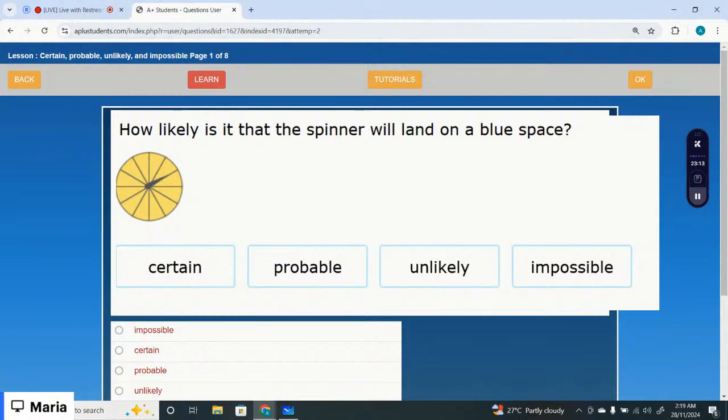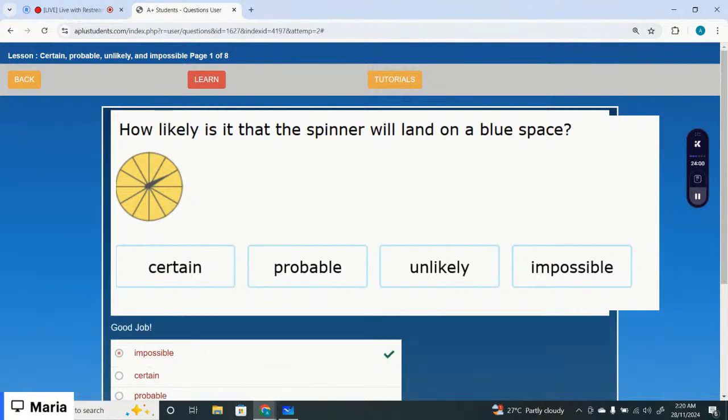How likely is it that the spinner will land on a blue space? So, which is the correct option? Impossible. The spinner has no blue portion, so the correct option is impossible.